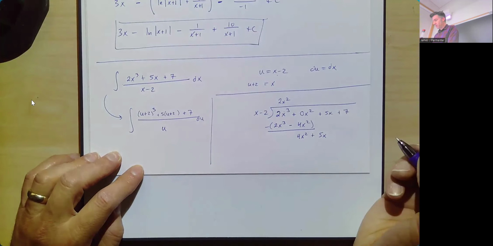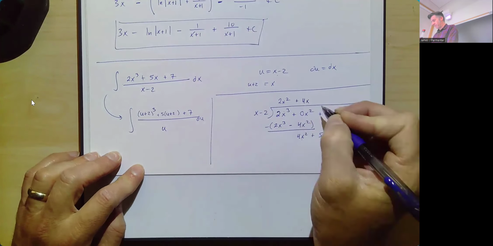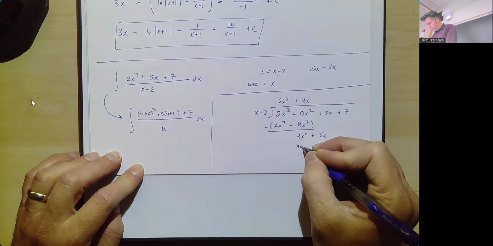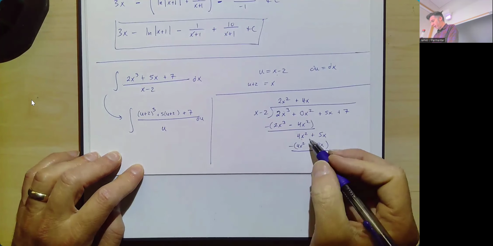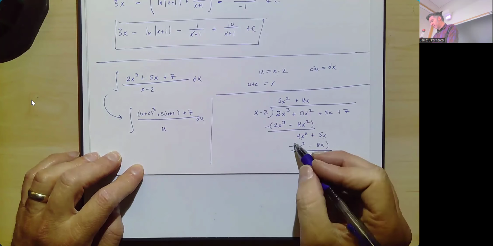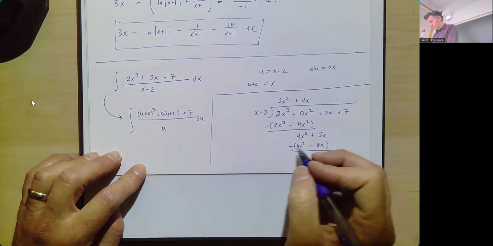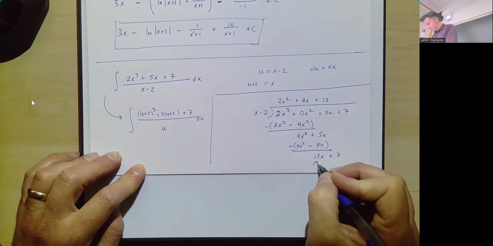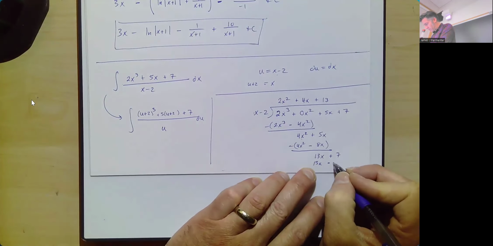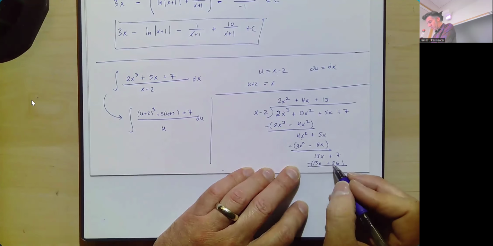Repeat the process. What do you multiply by x to get 4x squared? 4x. 4x times x is 4x squared. 4x times negative 2 is negative 8x. Subtract. 4x squared minus 4x squared is 0. 5x minus negative 8x is 5x plus 8x, which is 13x. Bring down the 7, repeat the process. x times 13 will give me 13x. And then 13 times negative 2 is negative 26. Subtract. 13x minus 13x is 0. 7 minus negative 26 is 7 plus 26, which is 33.